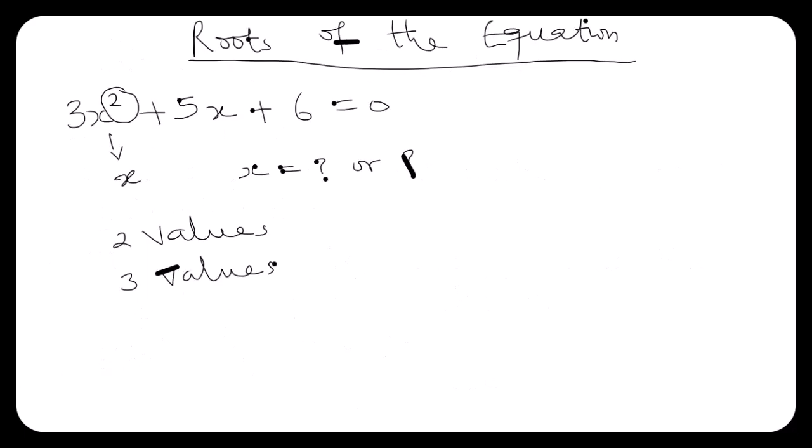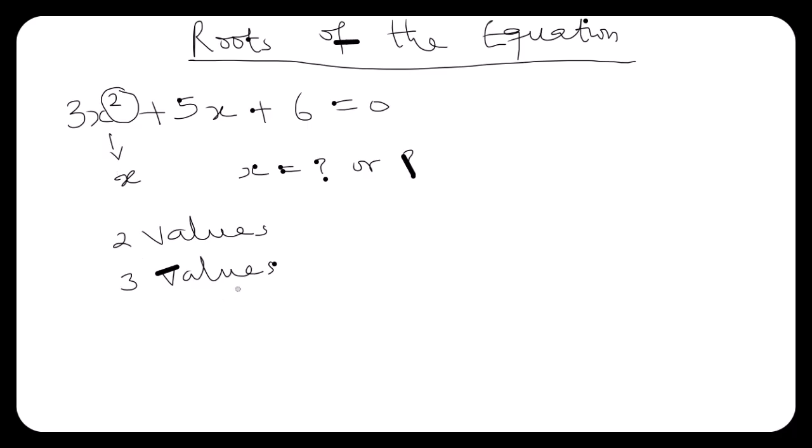Then we made mention of what we mean by roots of the equation. We said the roots of the equation simply mean the values you get for the unknown. The number of values you are going to get for the unknown depends on the highest power of the unknown. So where you have the highest power to be 2, you must get 2 values for x. Where the highest power of the unknown is 3, you must get 3 values, and so on.